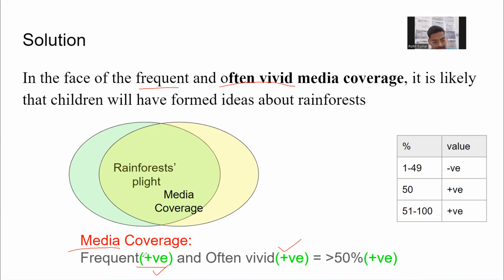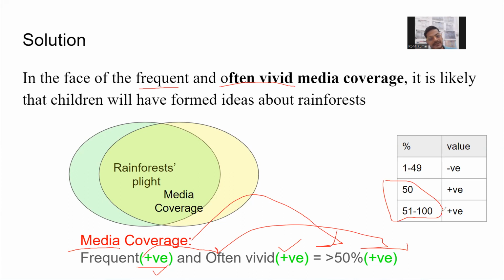And obviously, if media coverage is positive, it is going to generate a negative result. That means, in any case possible, media coverage is positive. And we know positive percentage is always going to be more than 50%. It is never going to be less than 50%. So that means media coverage is positive as per the paragraph. That means it is more than 50%. Now, let's understand this thing.